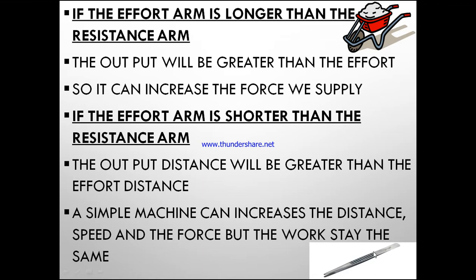And what about the forceps? You will find in the forceps, the effort is in the middle, here the fulcrum, and here the resistance. So all this distance is the resistance arm. But here the effort and here the fulcrum, so this distance is the effort arm. Now the resistance arm is longer than the effort arm, so the output will be less than the effort.